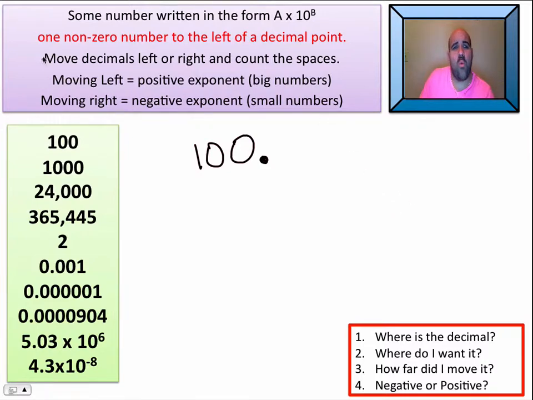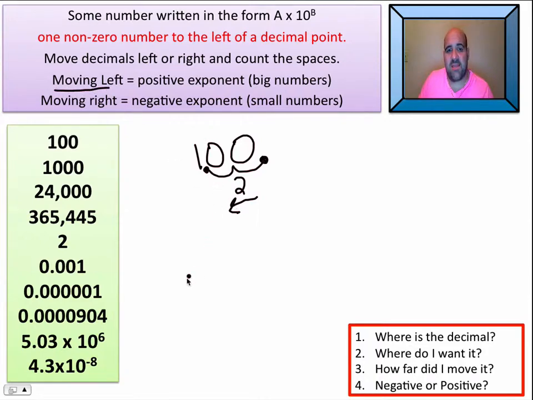Where do I want it? Well, the rule is I want one non-zero number to the left of a decimal point. I want one number, and it can't be 0. Right now, there are 3 numbers to the left of this decimal point, a 0, 0, and a 1. I only want there to be one number, and I want it to not be a 0. So I'm going to move this over one place, 2 places, and put it right there. So I move this 2 places to the left.